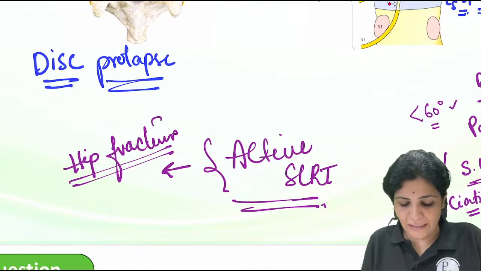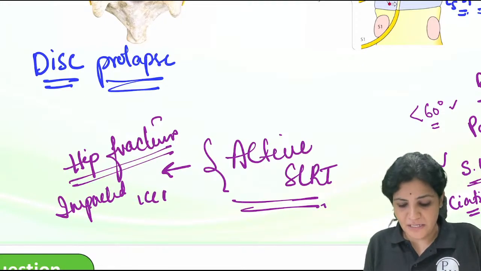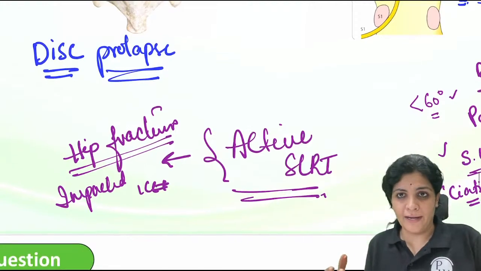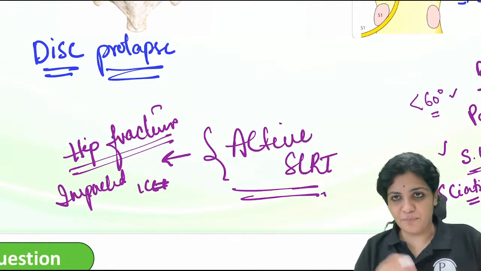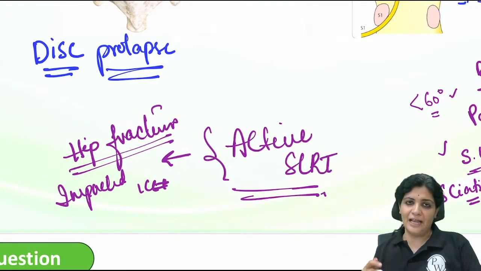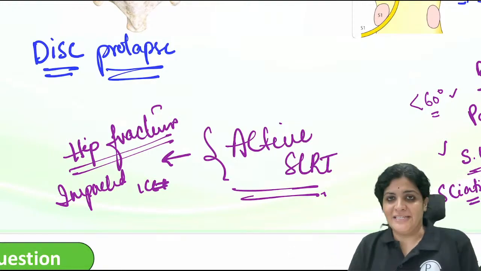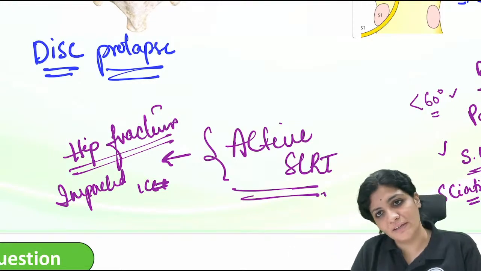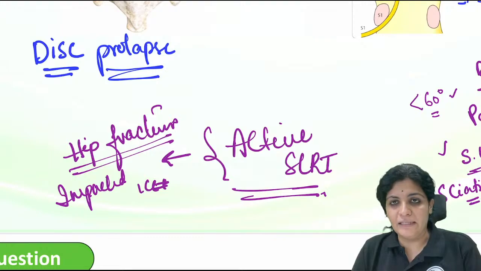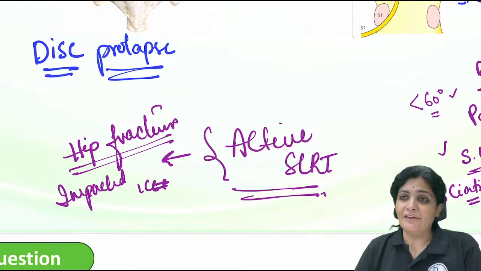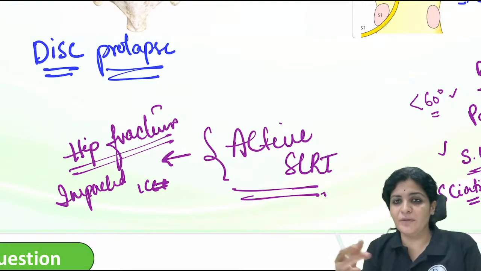So sometimes we see the impacted IC fractures, right? So that means the IC fracture is present, but the patient is able to walk and is able to move. So for that thing to isolate, we'll ask the patient to do active SLR. So we directly ask the patient to lift the limb with the knee in full extension, so that if the hip is in continuity, she will be able to do that.